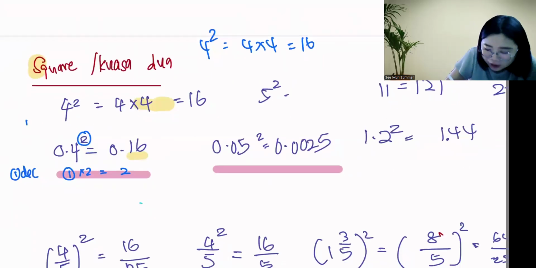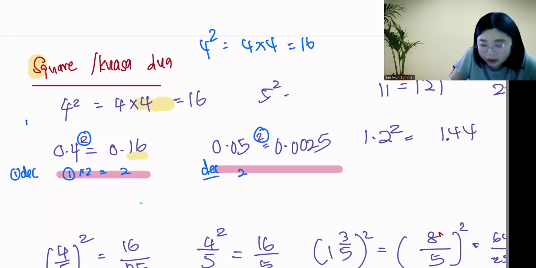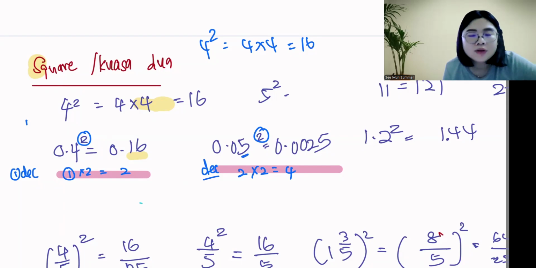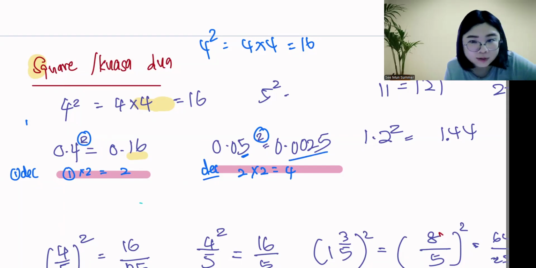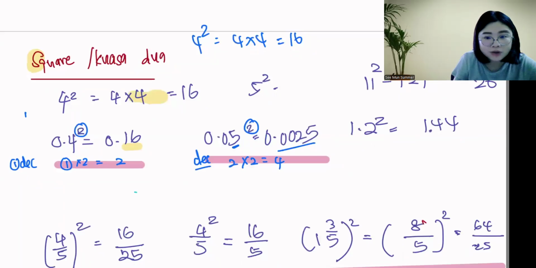Again, 0.05 square. I know I have to count the decimal first. There are 2 decimals here and it's square, so it's times 2. If it's square, meaning times 2. So in total I have 4 decimals, so I expect to have 4 decimals. Then only 5 square, 5 times 5 is 25. So I make sure my 25 has 4 decimals. That's it. So far, so good.